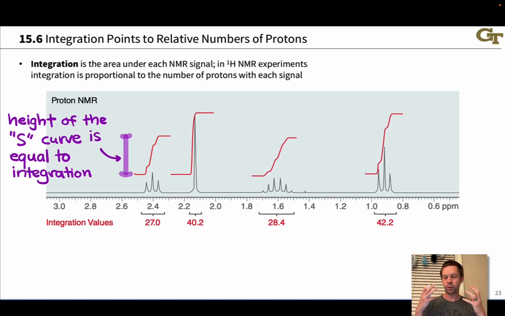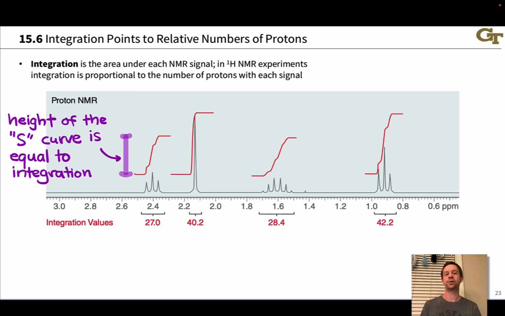Now, what the computer program and the spectrometer does when it calculates integration is a kind of vague mathematical procedure where it basically does numerical integration across the signal using whatever measure of intensity is internal to the instrument and its computer program. The numbers that you get out of this mathematical process don't tell you the numbers of hydrogens directly. They're going to be pretty much random numbers that depend, for example, on the exact intensity measure used.